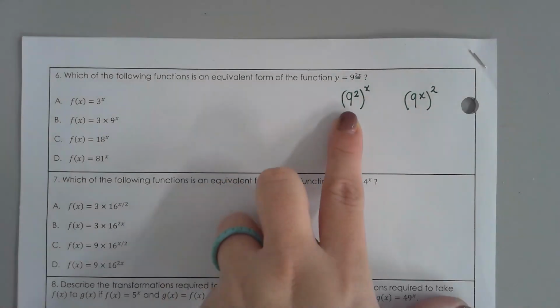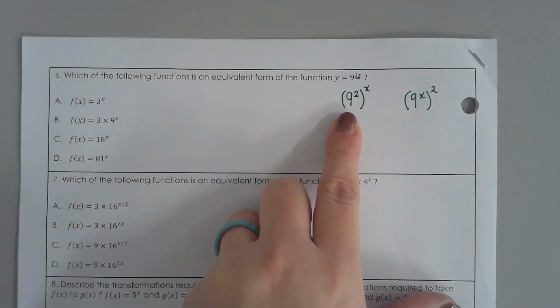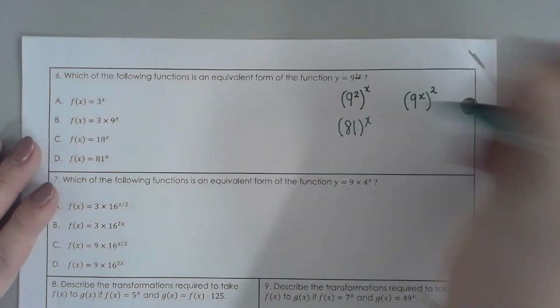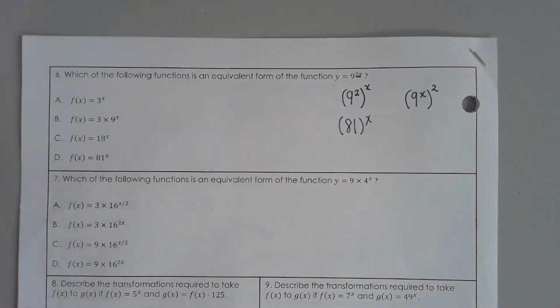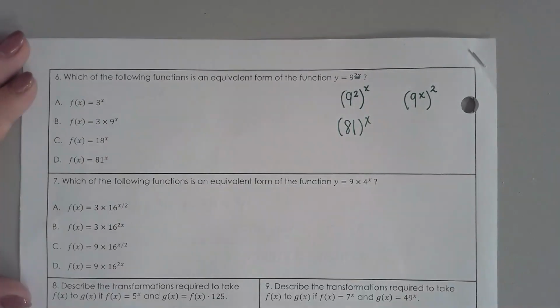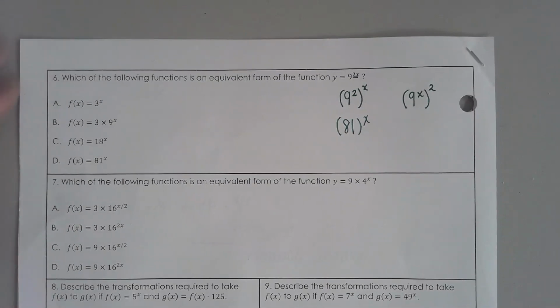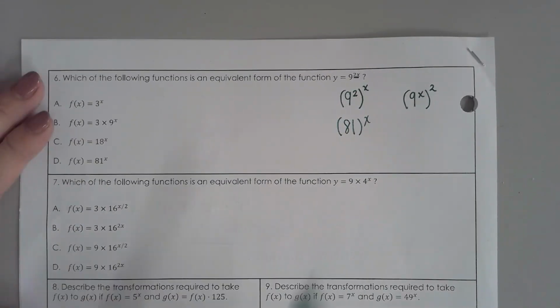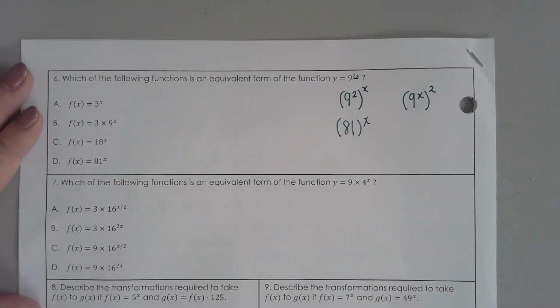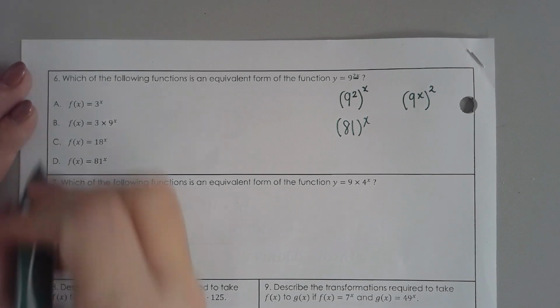Well, I know that 9 squared is what? 81. So 81 to the x. If this was a question on the ACT, it very well could be. You could use your calculator. You could plug in a random number for x in all of your answer choices and see which ones match. On the AP exam, this 100% would be a non-calculator question. So you would have to know how to rewrite that. They're checking to know your exponent rules. 9 squared is 81.